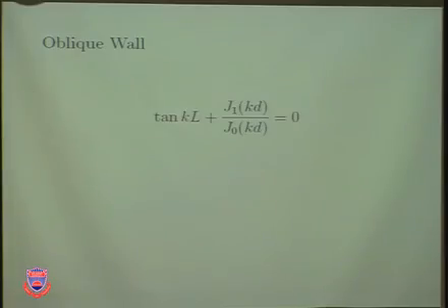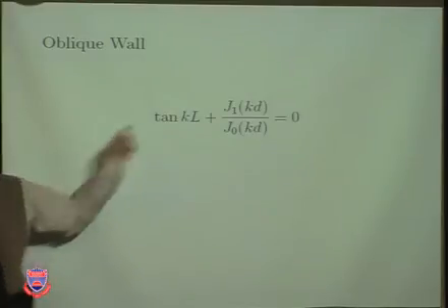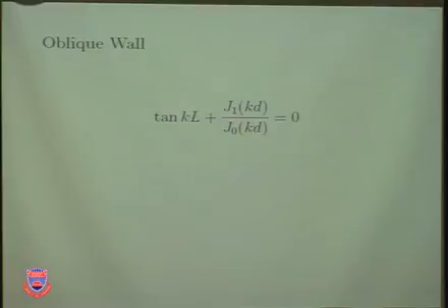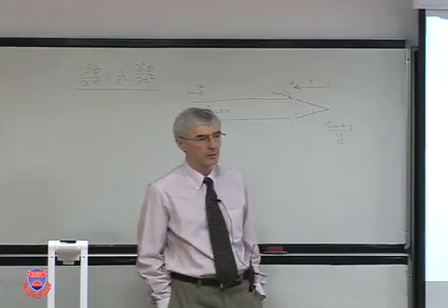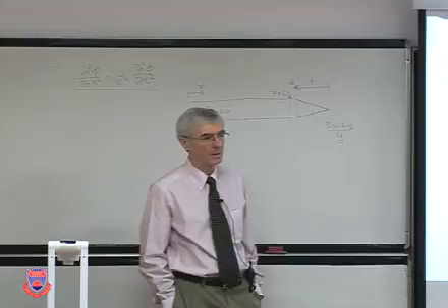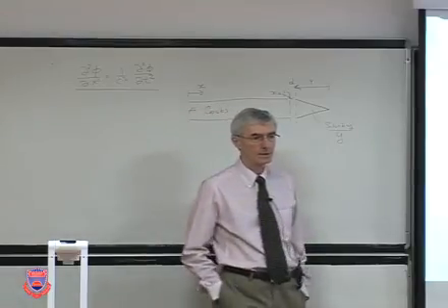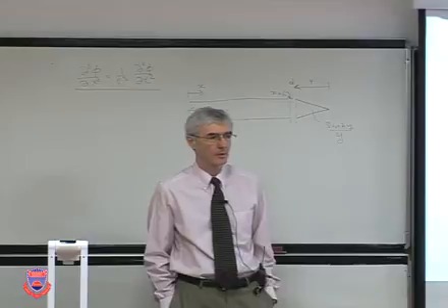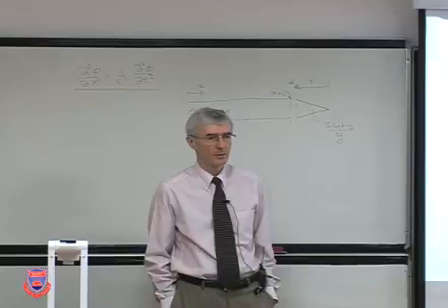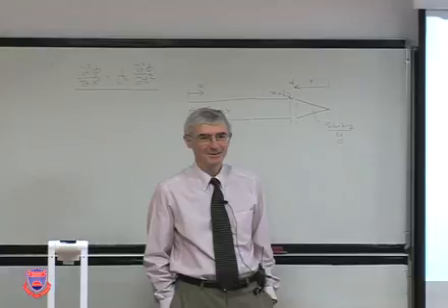For an oblique wall, a tapered wall, the eigenfrequency equation is tangent KL plus the ratio of J1 to J0 KD. J1 and J0 are Bessel functions of the first and zeroth order, respectively. See if you can derive this. If you're able to derive this, you understood this lecture. Okay?